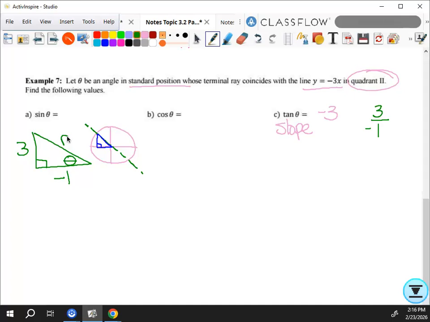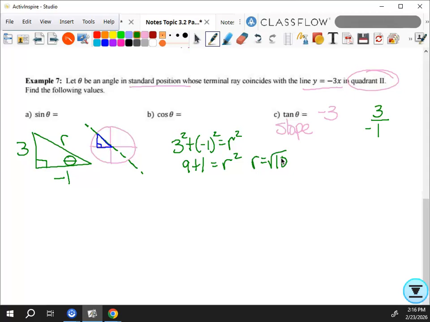Then I don't know the radius. How am I going to find it? How do I find it? Pythagorean theorem. 3 squared plus negative 1 squared equals r squared. 9 plus 1 equals r squared. So r is the square root of 10. It's technically plus or minus, but the radius is always positive, so it's just the square root of 10.